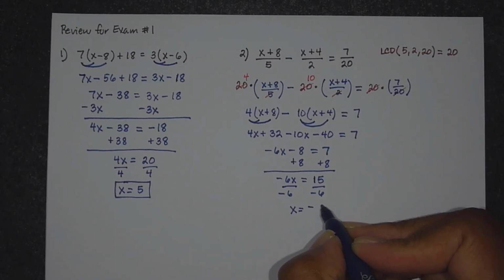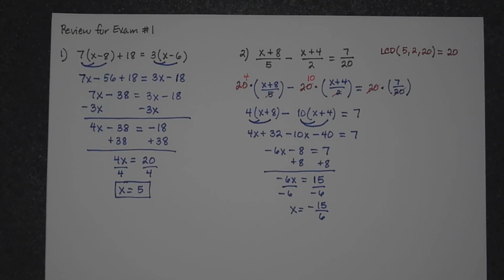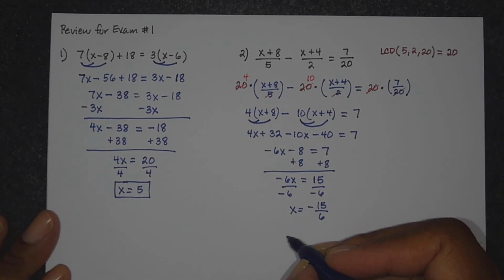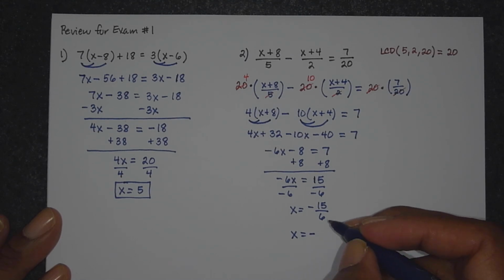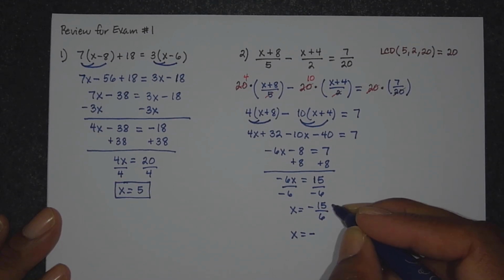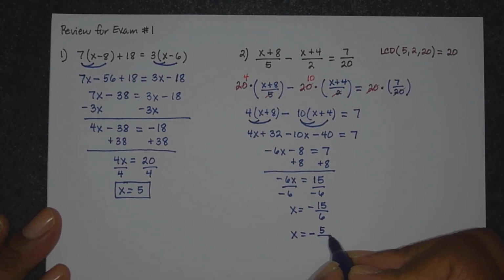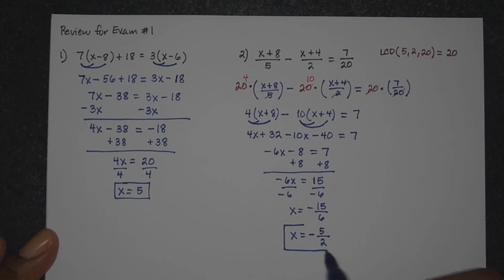So that means x is equal to, now this is going to give me an improper fraction of negative 15 over 6. But negative 15 over 6 can be reduced to what? What number can go into 15 and 6? 3. So 3 goes into 15 5 times, and 3 goes into 6 2 times. So here x equals negative 5 halves. And that would be my solution to this equation that has fractions in it.